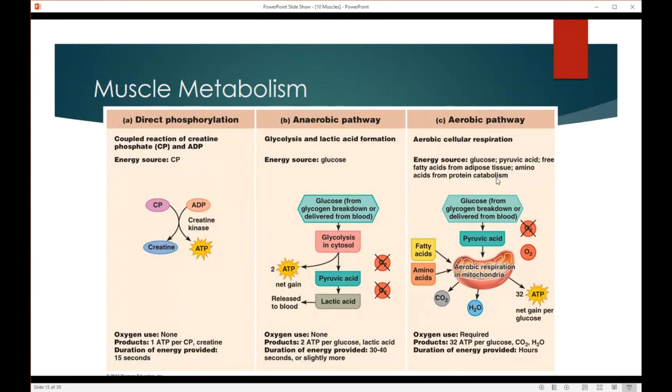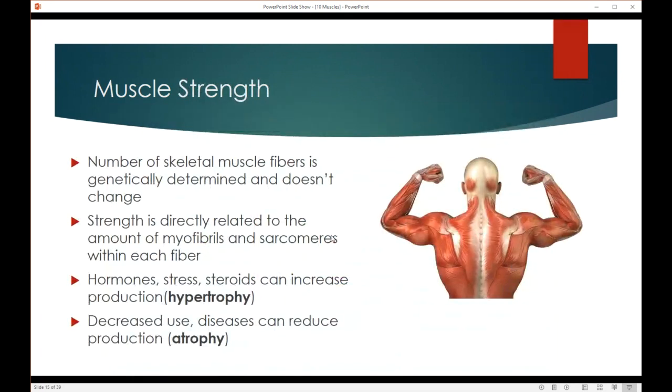Okay, and so we can do this for hours, right? So when we have glucose, we are going to convert it into pyruvic acid. We're going to go into the aerobic respiration within the mitochondria and do all the different steps of cellular respiration, like the cycle. And out of that, we're going to get carbon dioxide and water, but also ATP, lots of it. So muscle strength is directly related to the amount of myofibrils and the sarcomeres within each fiber.